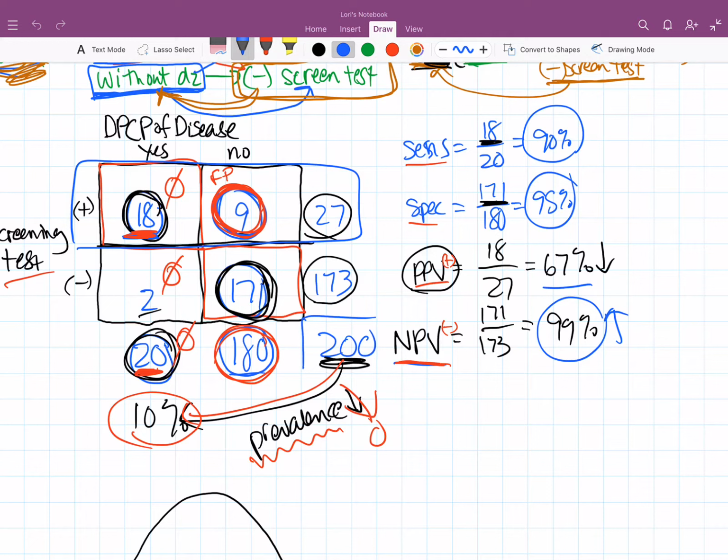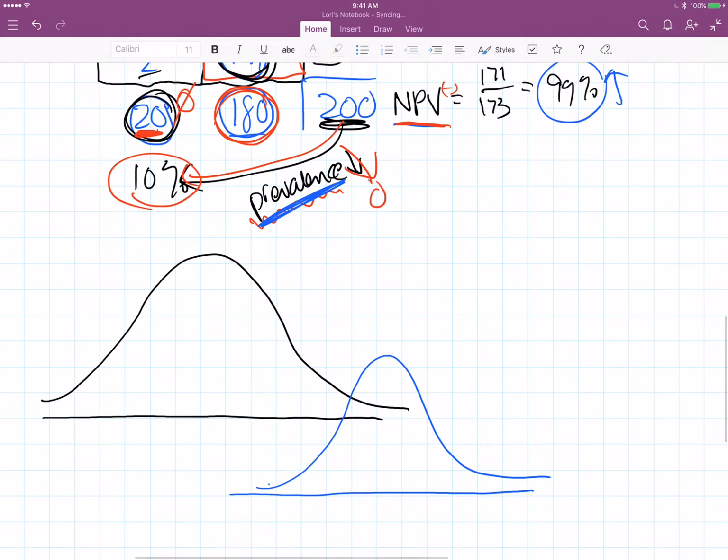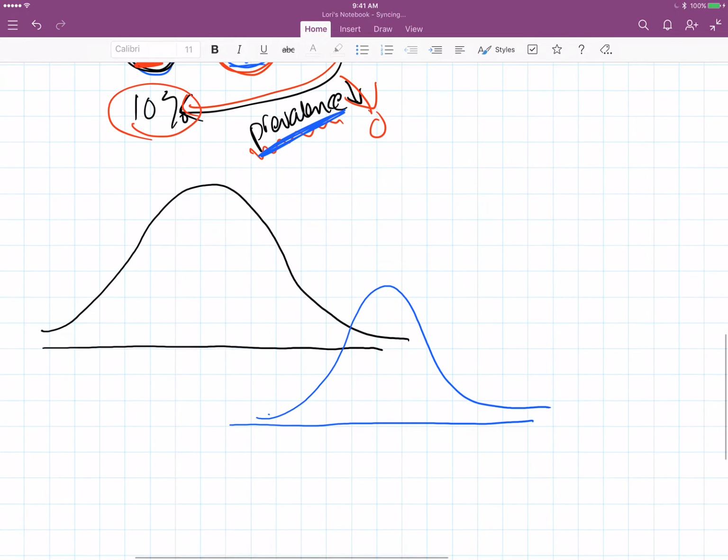So in the last video, we talked about what happens when the prevalence of disease changes. That has an impact on some of the testing qualities, but it doesn't touch the sensitivity or the specificity. Now I want to show you a situation that does impact the sensitivity and specificity of a screening test.